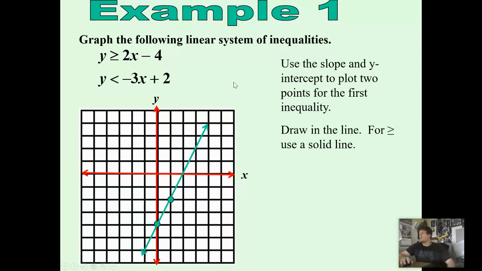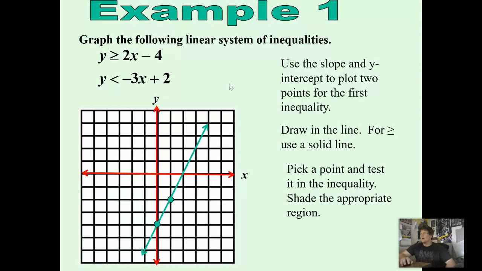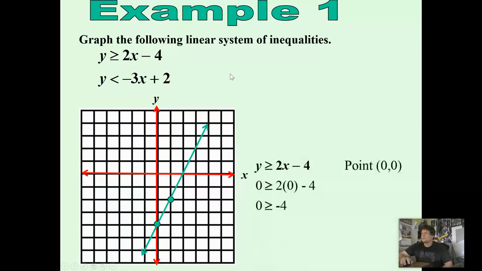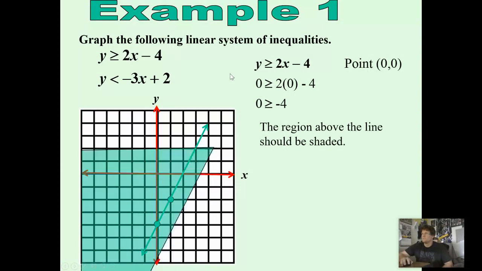Last thing I need for that first inequality is the shade. I know that it's greater than or equal to, so that tells me I'm shading below. Oh, sorry. Greater than or equal to, that means I'm shading above. There's our first inequality, shaded and graphed onto our coordinate plane.